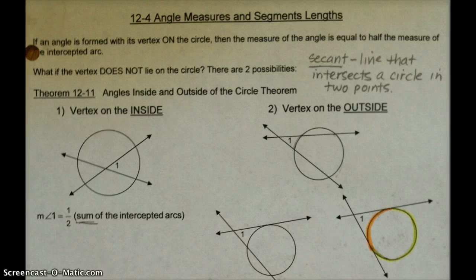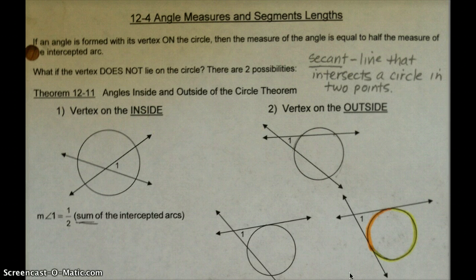But what if the vertex does not lie on the circle? There are two possibilities. So we might have a secant, which is a line that intersects a circle in 2 points. So this is a line here, and it intersects the circle in 2 points. So in here, inside the circle, we have the chord. But the line, if it's a whole line, that's called a secant line.